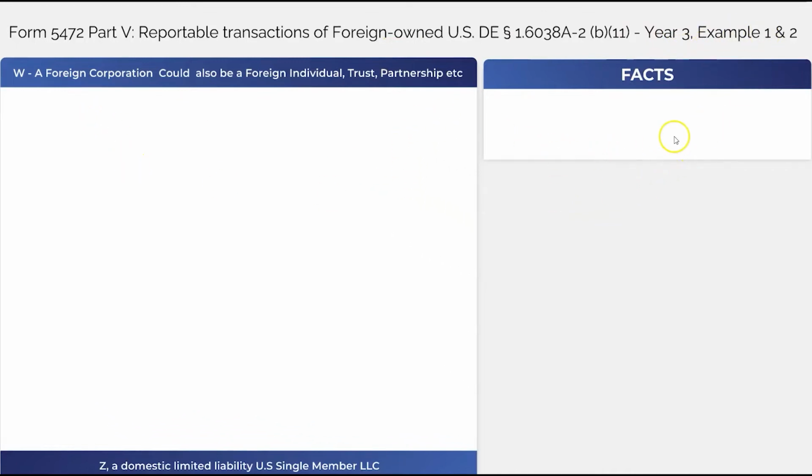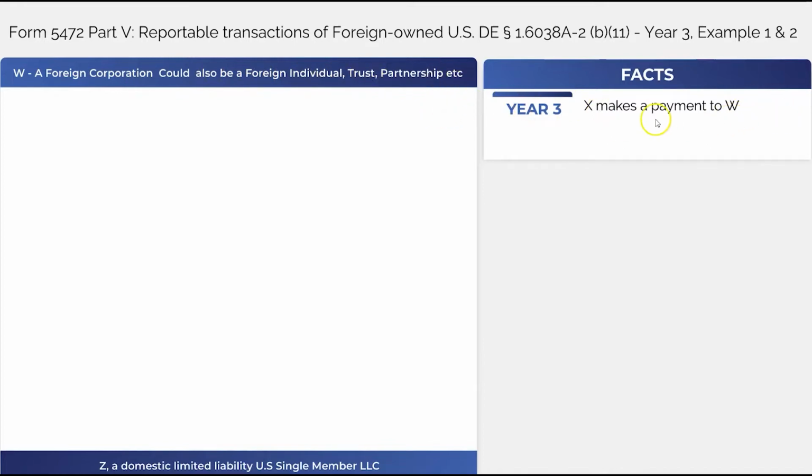So here, we give you the facts and then we go to the analysis and then we also go to the conclusion and we talk about some due dates. So the first fact is in year 3, X makes payment to W. Let's talk about W. W is a foreign corporation. In the IRS examples, the IRS mentioned that W is a foreign corporation, but really W can also be a foreign individual, a foreign trust, or a partnership.